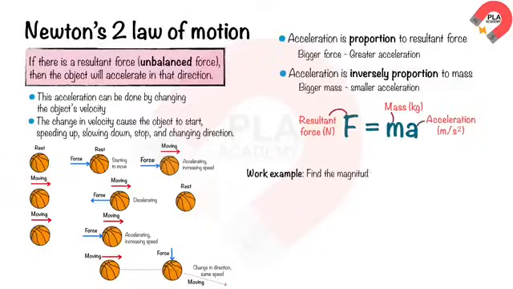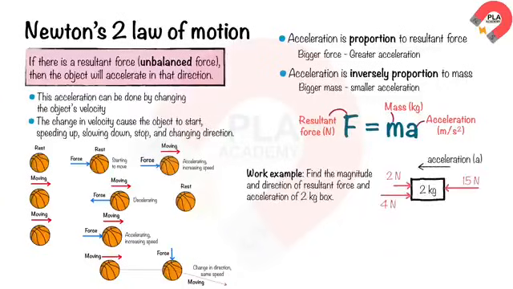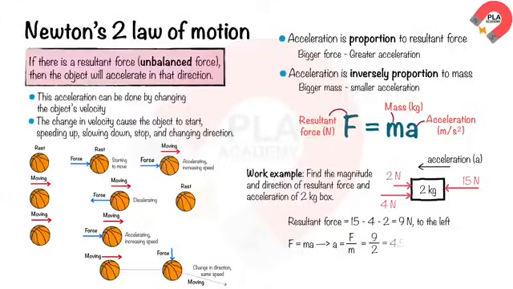For example, find the resultant force and acceleration of the box, with magnitude and direction, as shown. The resultant force is found by subtracting the rightward forces 4 newtons and 2 newtons from the leftward force 15 newtons, resulting in 9 newtons to the left. Calculate the acceleration using F = ma. Substitute F = 9 newtons, mass = 2 kilograms. Then a = 9 divided by 2, which is equal to 4.5 meters per second squared to the left.